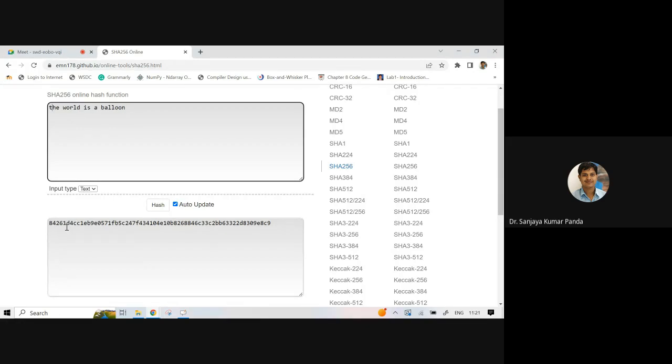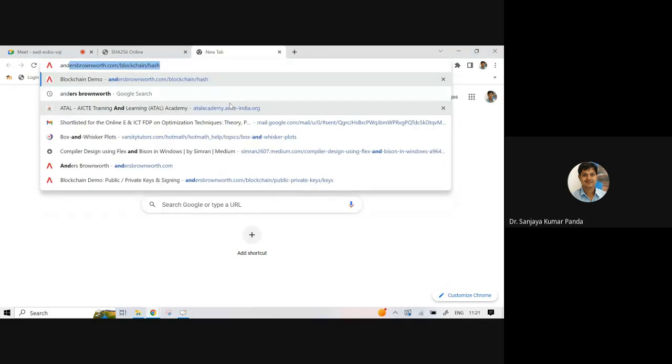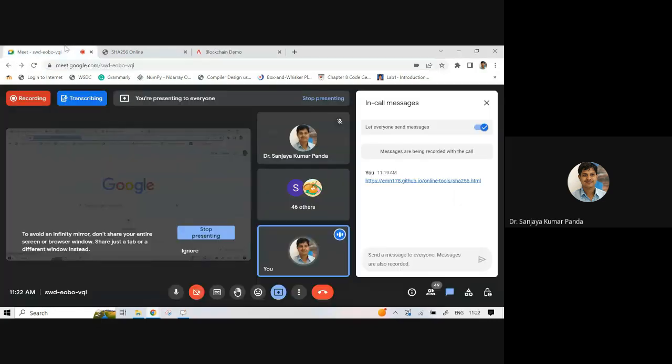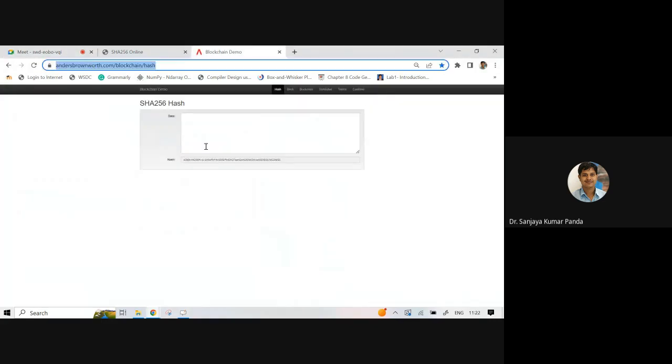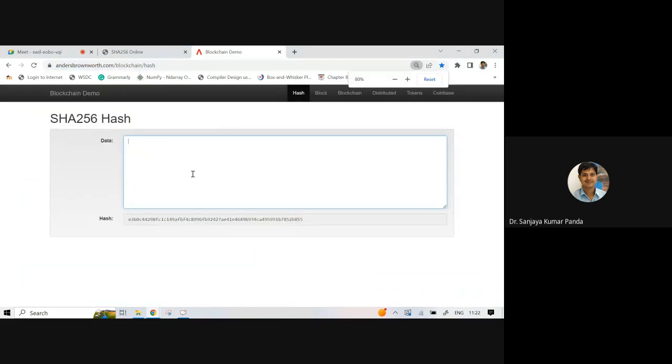This is a simple example, and irrespective of the tool, you will get the same hash value. For example, the world is a balloon. This is the hash value. There is another site which you can visit, that I'll post in the chat box. It's also a very nice tool. You can visit this one, where you can get the blockchain demo.